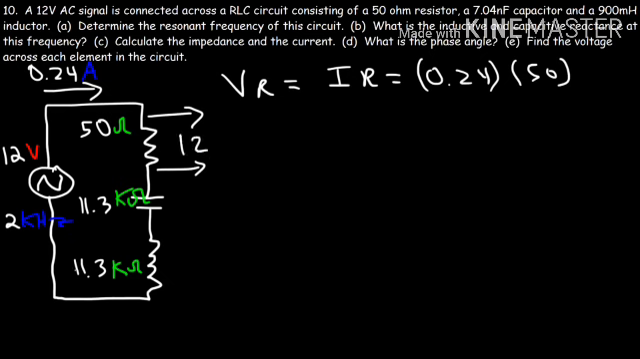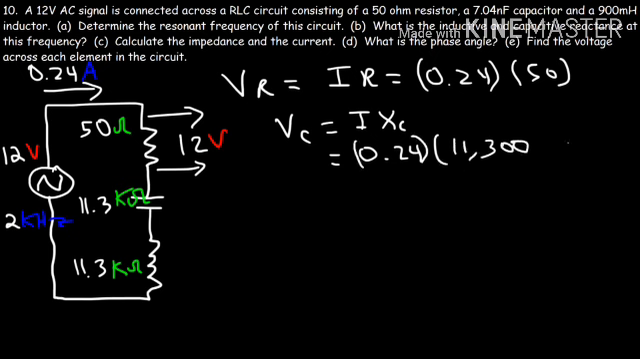So that's the voltage across the resistor. Notice that it's equal to the voltage of the source, because the other two voltages, they're the same and they're going to cancel out. Now to find the voltage across the capacitor, it's going to be I times XC. So that's the current of 0.24 amps times 11,300 ohms. And this will give you a voltage of 2712.